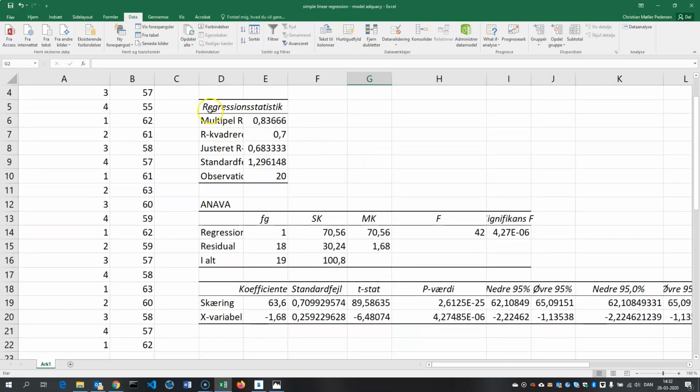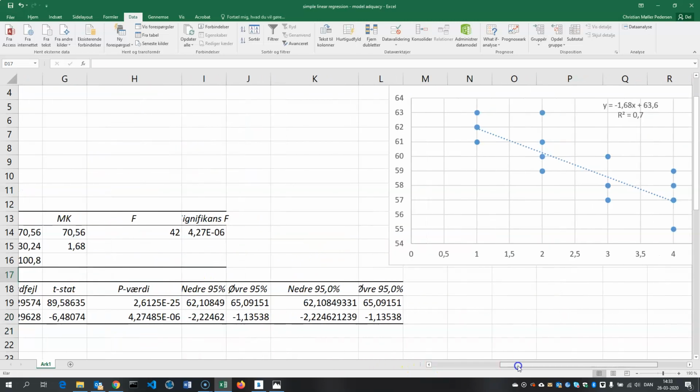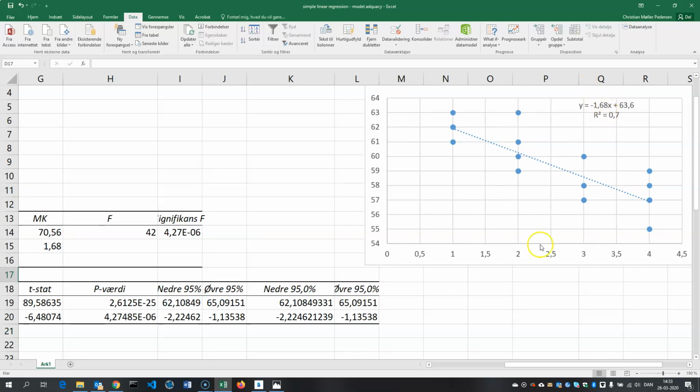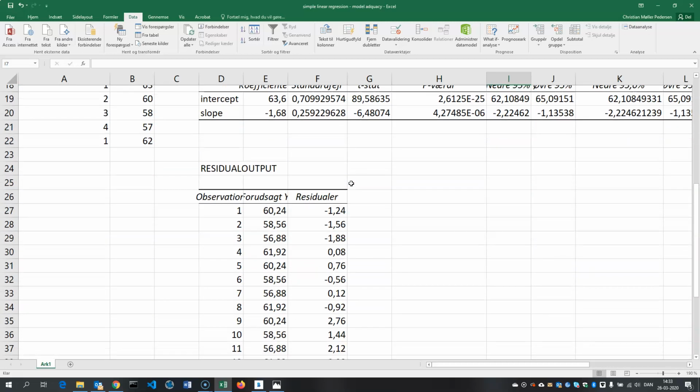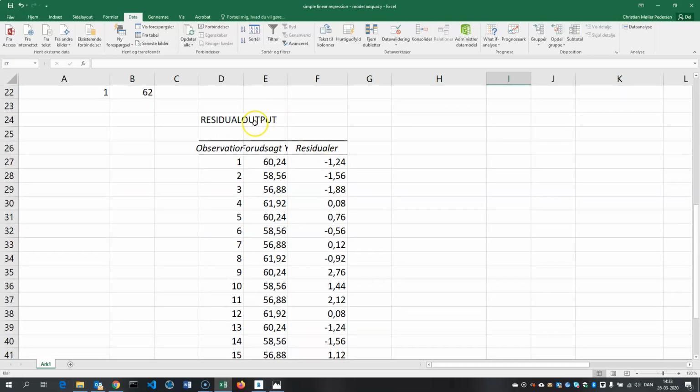Now we're not going to be talking much about these numbers. We'll save that for another video. But you can see that we have here the intercept and the slope. So these are the two regression coefficients that you recognize from the plot over here. And we also have the R squared value here. Right. But more importantly, in this respect, we have the residuals here.